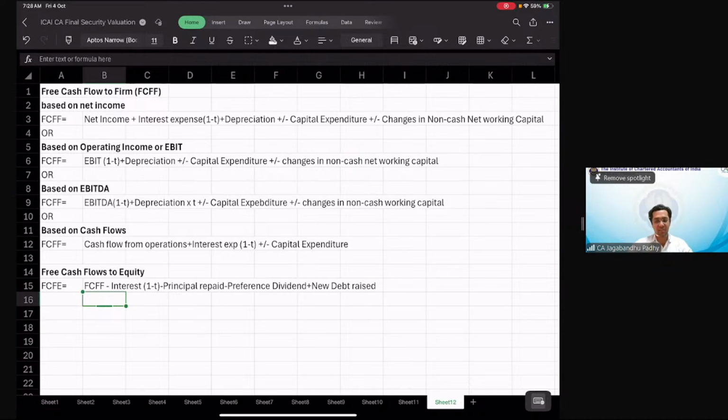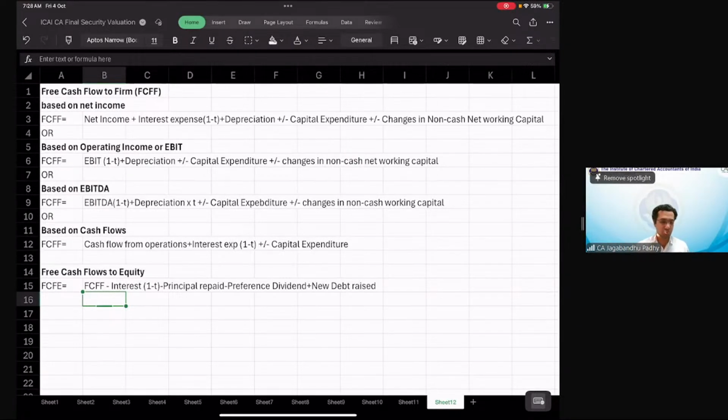So the free cash flow which is available for the firm needs to be adjusted to arrive at the free cash flow for equity. You subtract the post-tax interest, and you subtract the principal repaid. When you're subtracting the principal repaid, of course, if you're raising any new debt, if you're receiving any principal, that needs to be added back. And of course, preference share dividend needs to be deducted. Okay. Now, once we have the free cash flow for the firm, from that you arrive at free cash flow for equity.